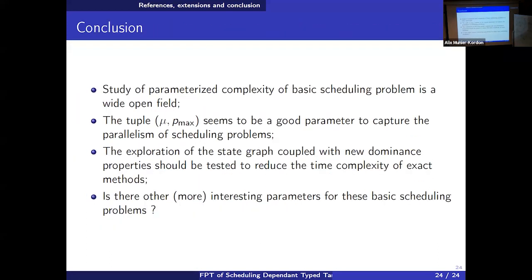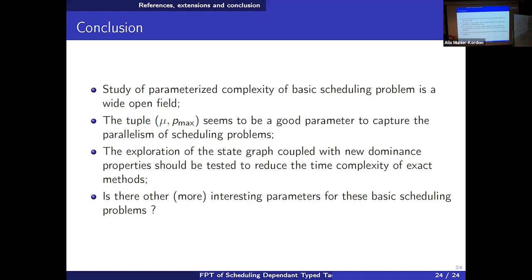Okay. Just to conclude, I feel that the study of the parameterized complexity for basic scheduling problems is a wide open field, since there are very few results, in fact. And I think there is a lot to research in this way. We are also convinced that this couple, pathwidth with pmax, is a very good parameter, since we can develop an FPT algorithm for problems considered by scheduling theoreticians and practitioners as very difficult. So it seems to be a good couple of parameters.